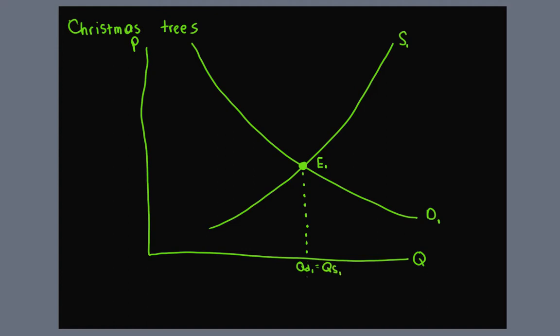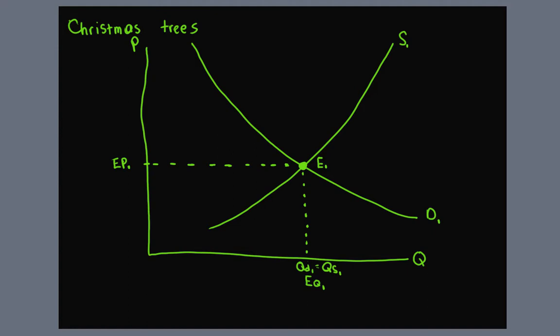And so just to give a little intuition, this is the quantity and price where suppliers say, okay, at this price of Christmas trees, say $50 a tree, I am willing to bring a certain quantity to the market. And that quantity happens to be exactly the quantity that consumers are willing to purchase at that price of Christmas trees. That is what an equilibrium is.